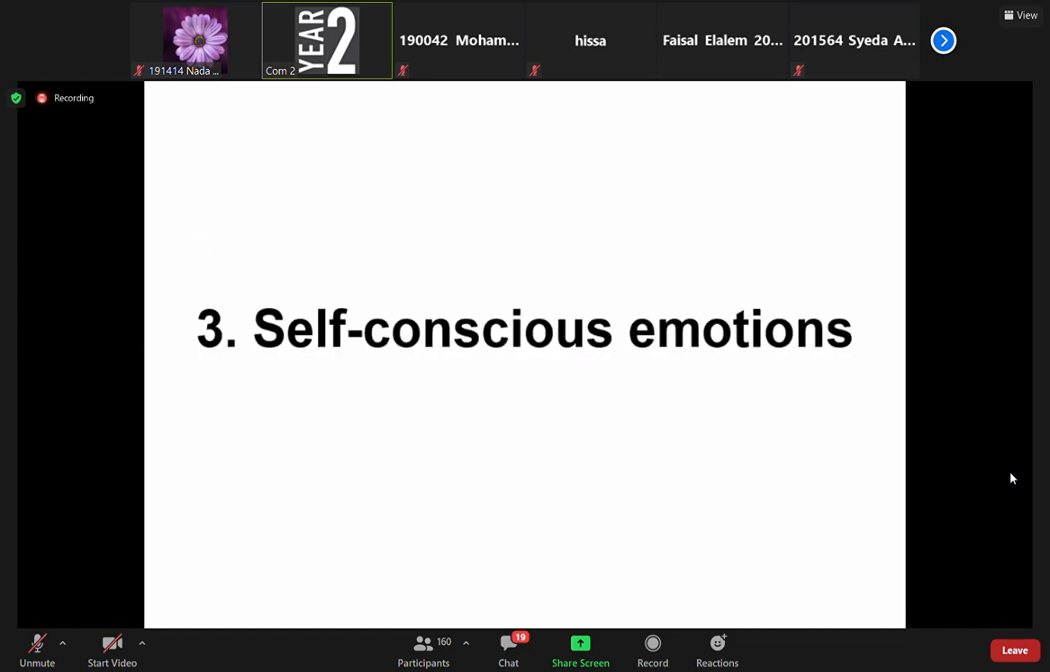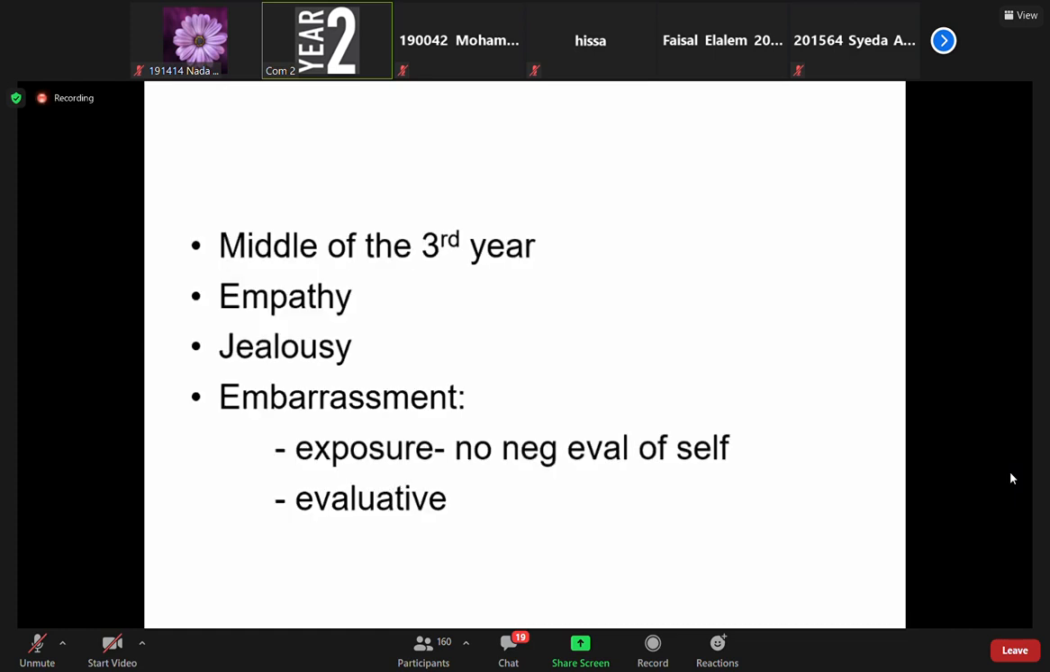Then you have self-conscious emotions, and these are more like higher function, in the middle of the 3rd year. So things like empathy. What is empathy? It's one of the most essential things in life. Yes, empathy is. So relating to others, what does that mean? What do you mean by relating? So that you understand what they feel.